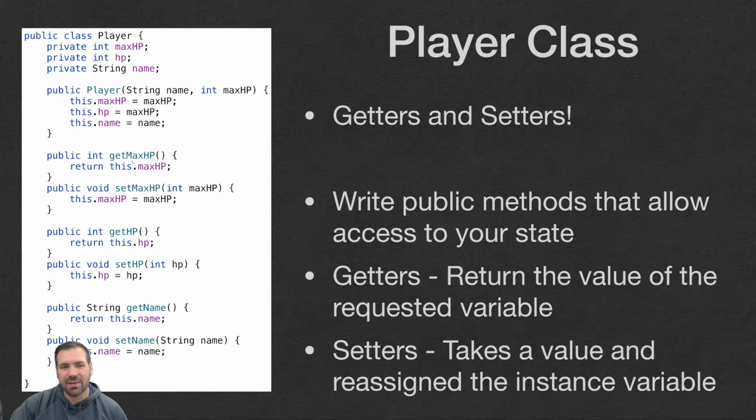So not directly the variable name, but get and then the variable name, no parameters, and then just return that variable. I can do this.maxHP because I'm inside the class right now. And then from outside the class, people will call this public method. They're allowed to call it because it's public. And then this will return the max HP of this player. So they can't access the variable directly, but they can go through this getter to be able to read its value. And they can use the corresponding setter to change the value of that instance variable.